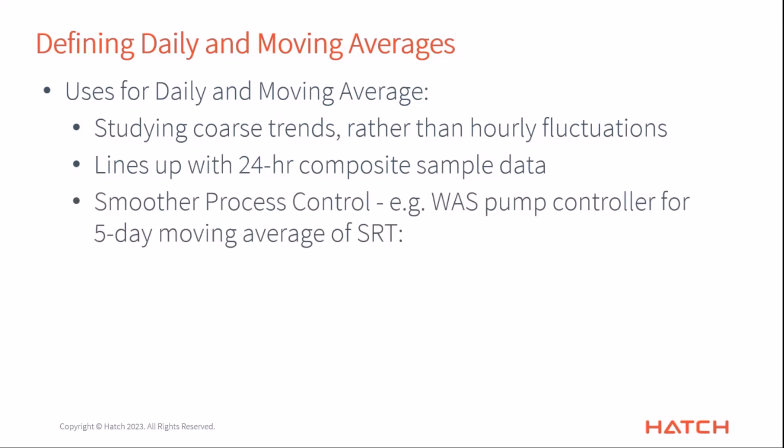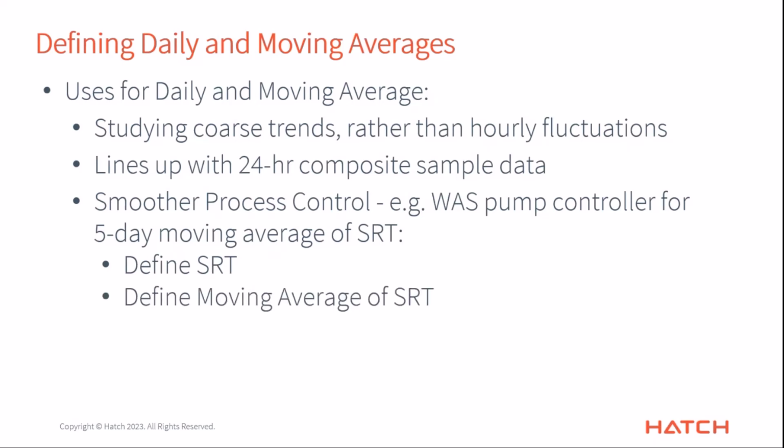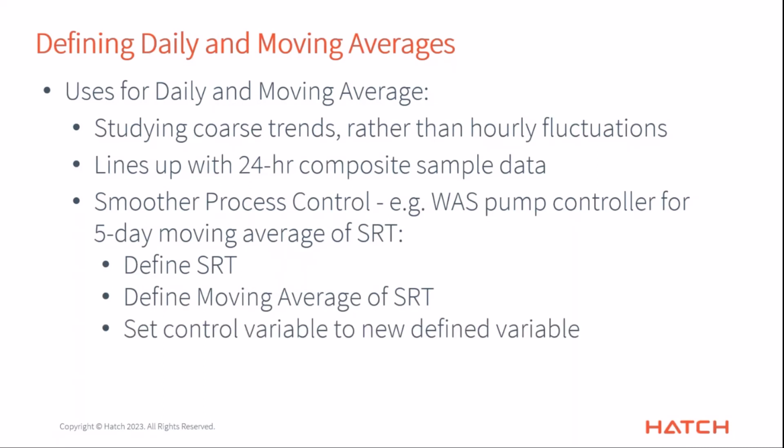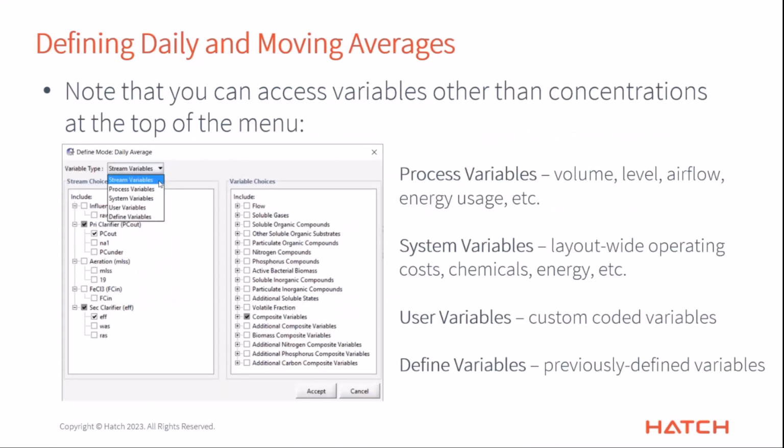And also we have this smoother process control that I mentioned, which is using a control or a PID control loop on a 5-day moving average of SRT. Now that one is fun because you need to do two defines in a row. You basically need to define the SRT first, and we're going to come to that. Then you define the moving average of the SRT, and then you put that as your control variable, and then you've got to tune to that particular thing, and so on. So we'll see what that looks like a little bit down the road here.